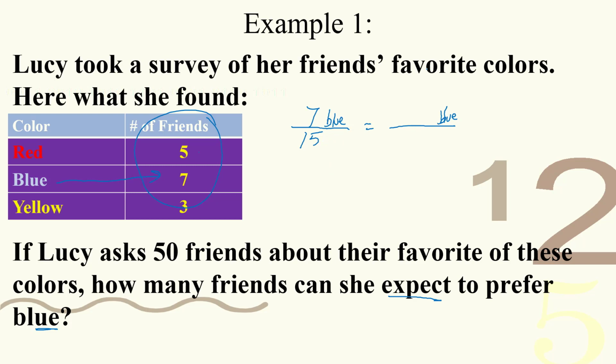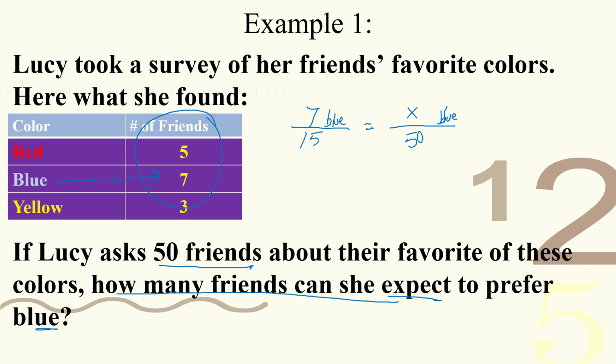Well, we want to set that equal to another fraction. In our other fraction, do we know how many preferred blue? No, that's what we're looking for. That's what the question asked. How many can she expect to prefer blue? If Lucy asks 50 friends, well, what does 50 friends become? That is the larger quantity of friends, so that is our population. Well, we've now set up a proportion. We set a ratio equal to another ratio, and we have an isolated variable.